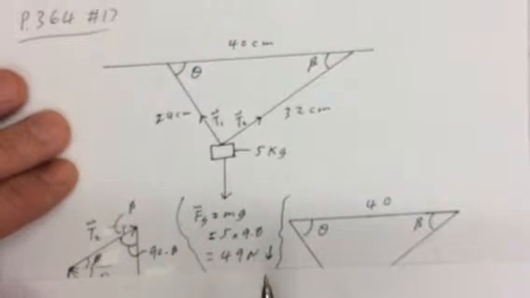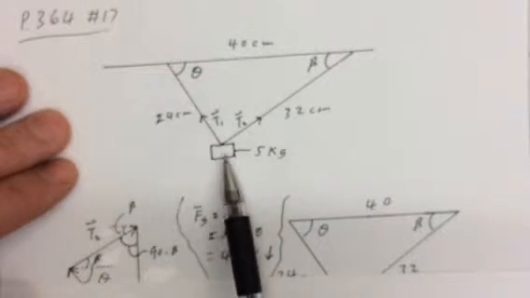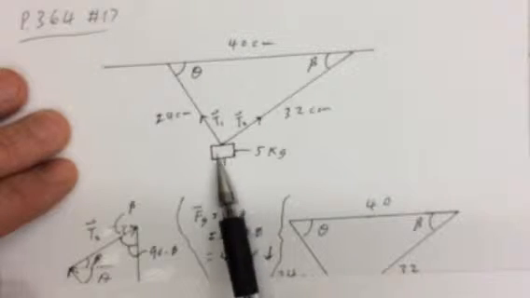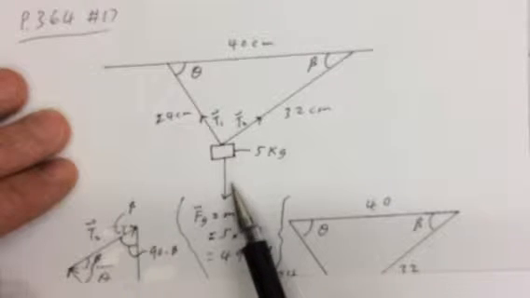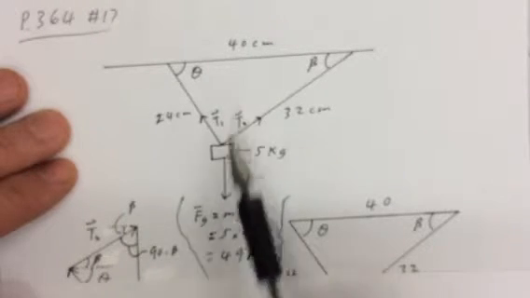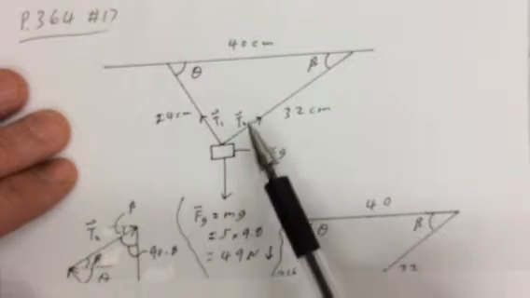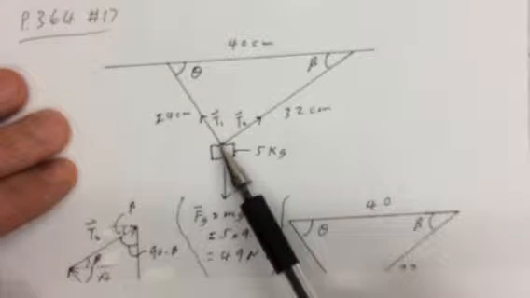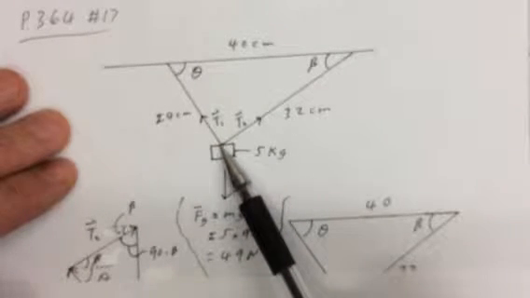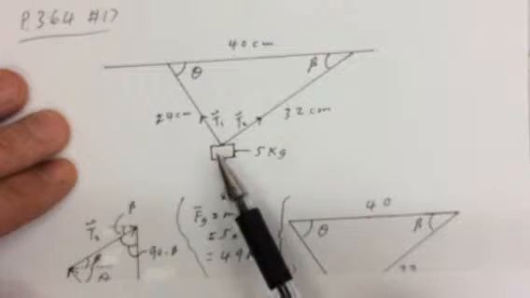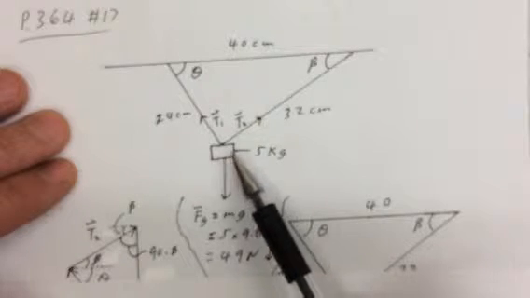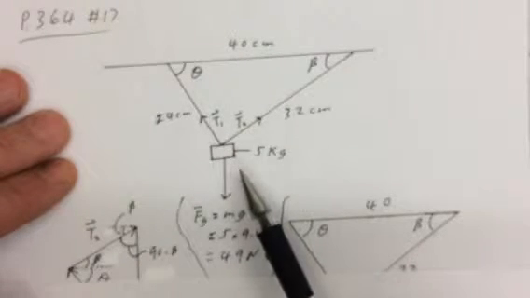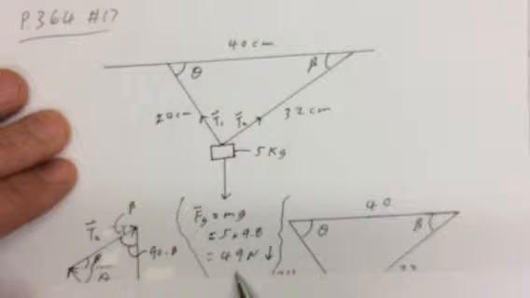The mass is not moving. So because it's staying there, it's in equilibrium. And in order to be in equilibrium, there has to be an equal opposite force moving upwards. So the force is in the strings, and it's called tension. So you're going to have one tension going up this string, the 24 centimeter string, called T1, and another one going up the 32 centimeter string, called T2. And the sum of those two forces should equal 49 newtons up.